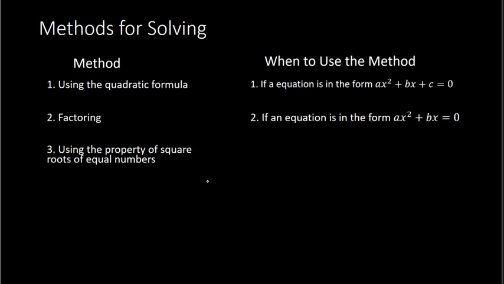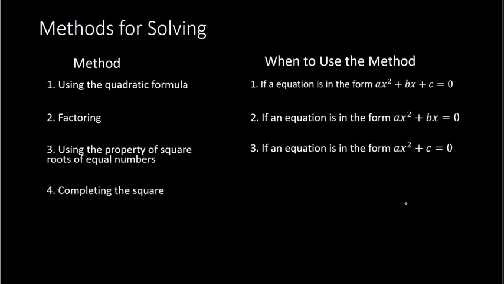Another method is using the property of square roots of equal numbers, meaning you take the square root of both sides to solve. For this one, you want just an x squared term and a constant. The x squared term can have a number in the front, that's fine, but if there is another term like bx, some other x term, then you are going to want to use some other method. But here we just have an x squared term, and then c is a constant, so we can use the property of square roots to solve this one.